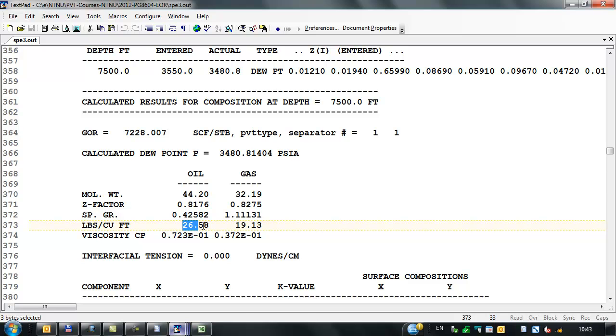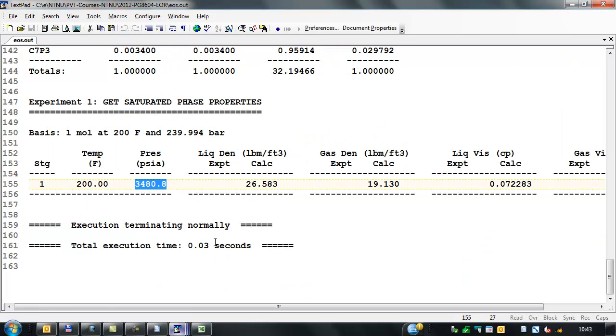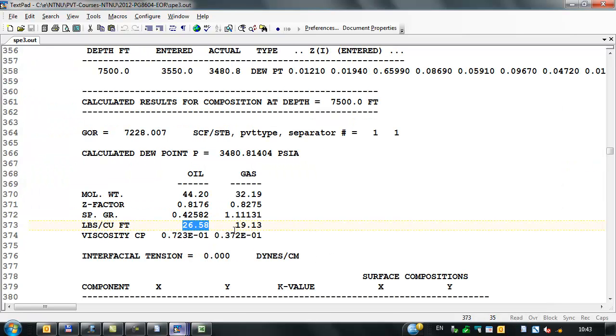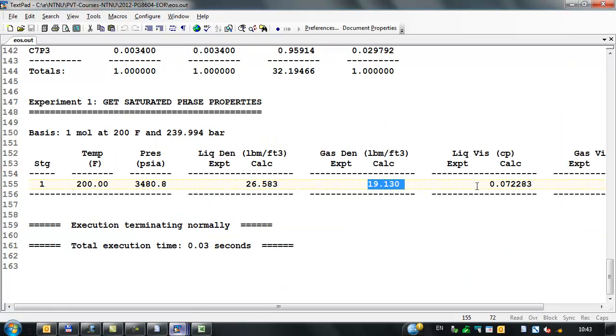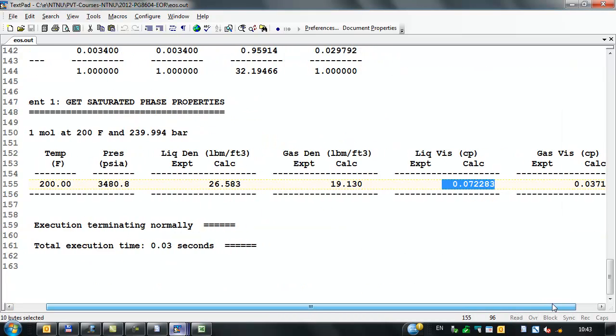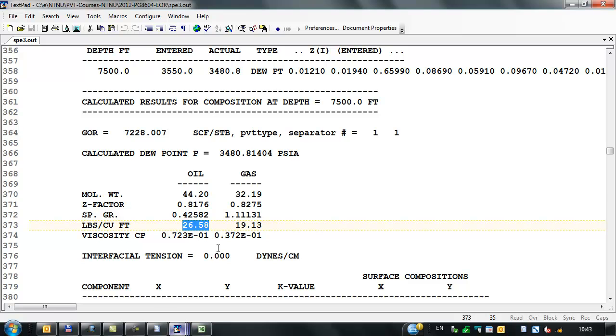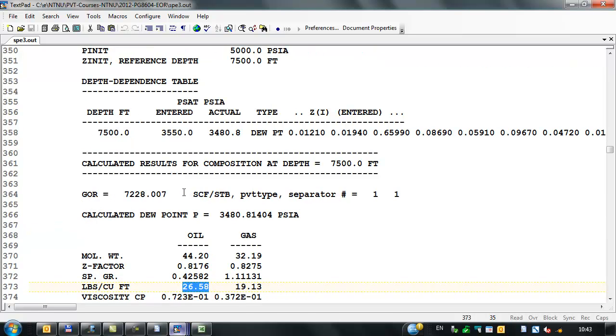We got 26.58 pounds per cubic feet. 26.58. We've got 19.13. 19.13. Viscosity 0.073. 0.072. 0.037. Well, okay. Unfortunately, everything worked this time. Don't think it's going to be that way. It's just because it is a lucky day.